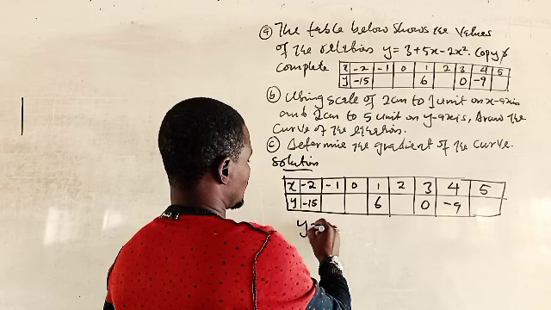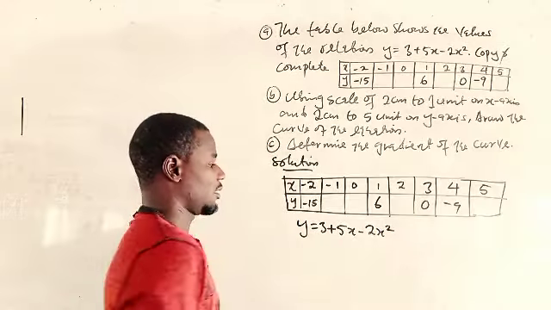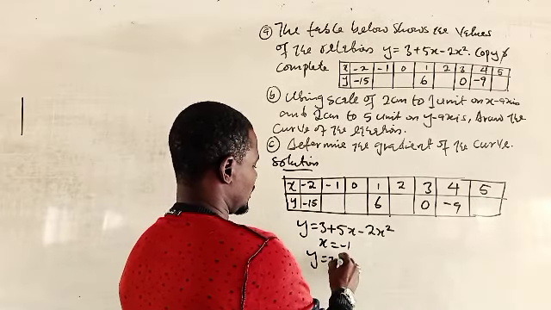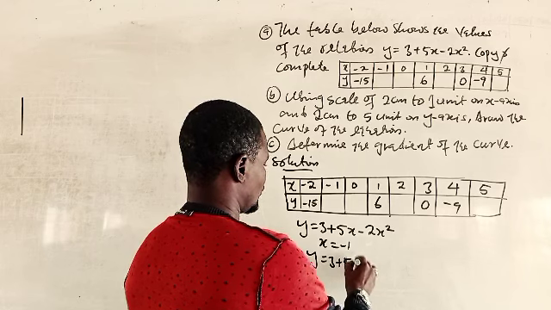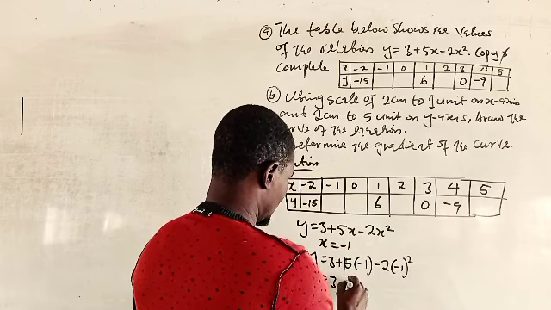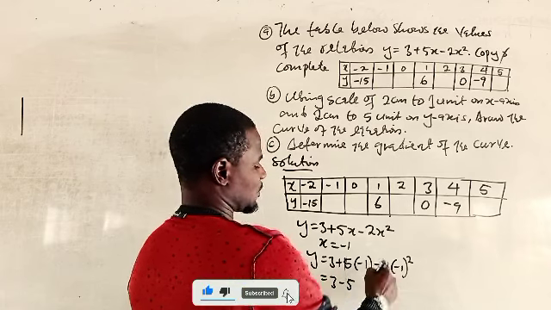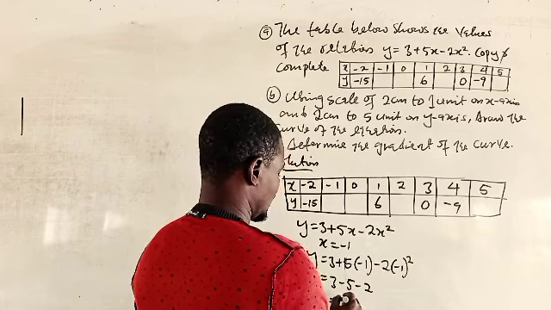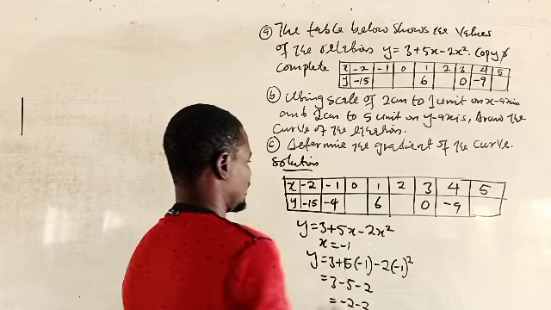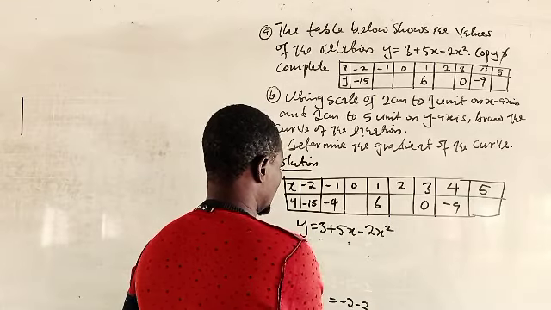Now to find what this here means, you have to bring the equation. The equation is y equals 3 plus 5x minus 2x squared as it is. Now when x equals minus 1, we have y to be 3 plus 5 bracket minus 1 minus 2 bracket minus 1 squared. This is 3 minus 5, because 5 times minus 1 is minus 5. Then minus 1 squared is 1, and 1 times minus 2 is minus 2. What we need to have here is minus 2 minus 2, and this is minus 4. That's how we get the value of y when x is minus 1.